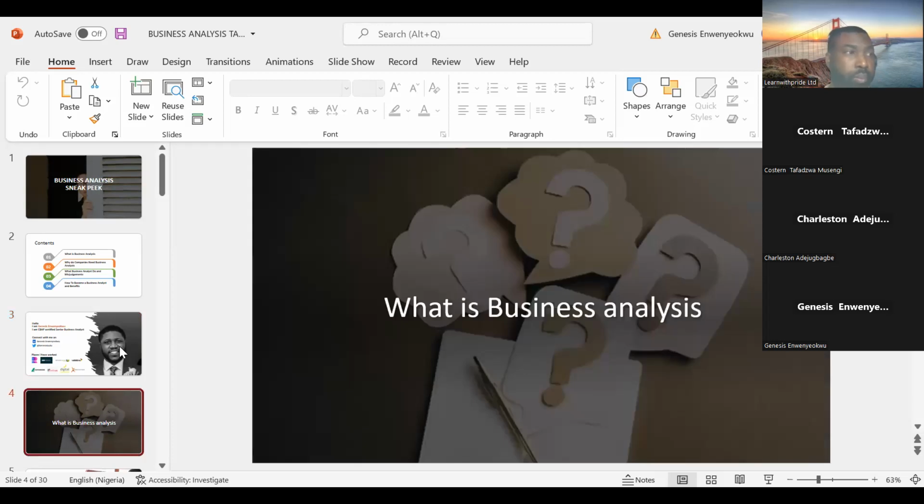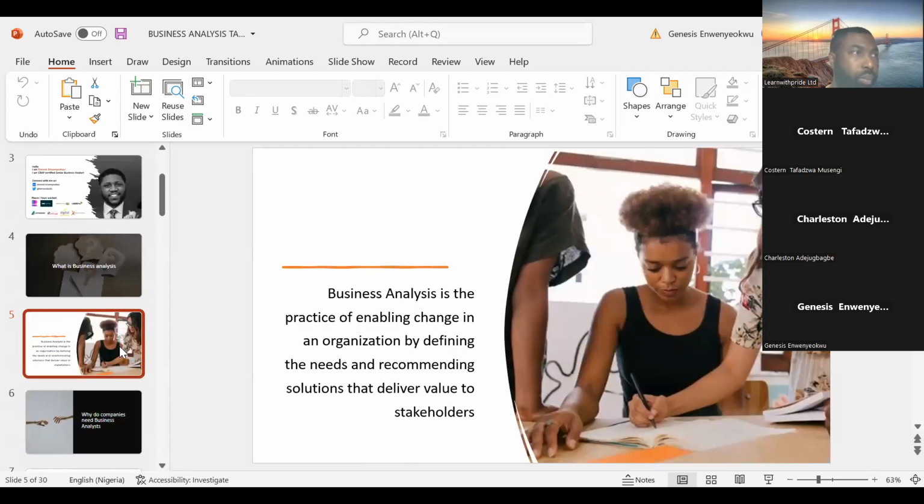What basically is business analysis? I wouldn't want to make this a question and answer because of the time constraints. So I'll just go ahead to give a brief explanation of, or a best way to explain, business analysis to you. So business analysis basically is the practice of driving or enabling change in an organization.